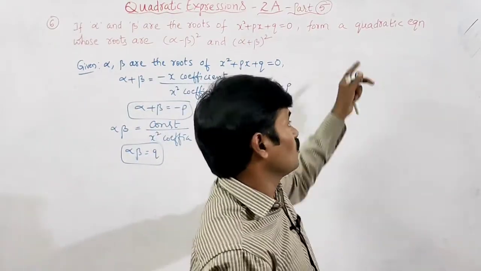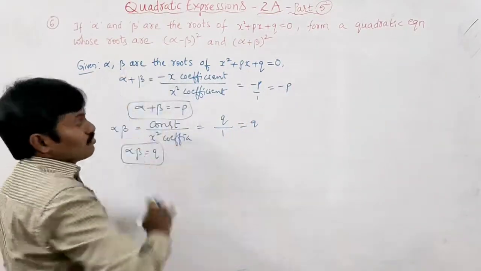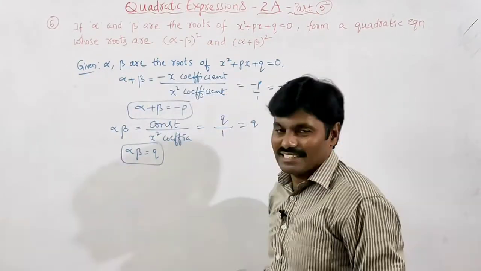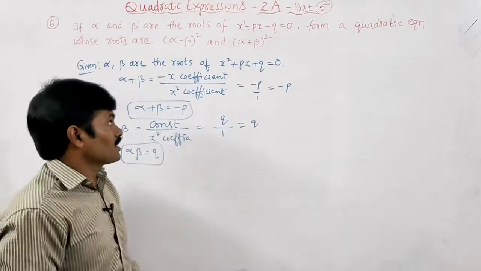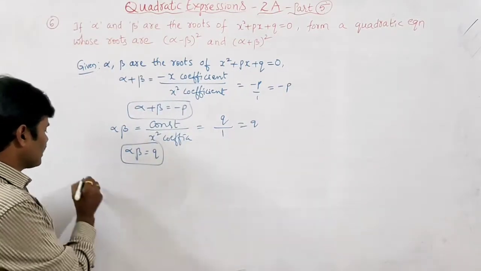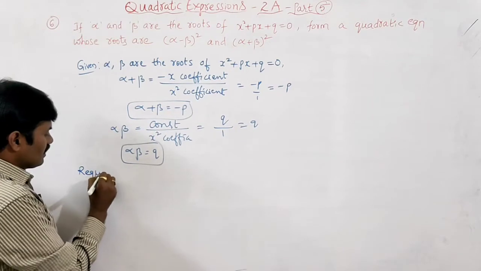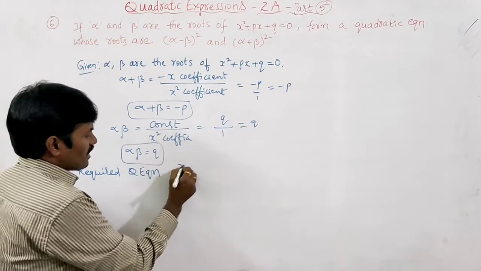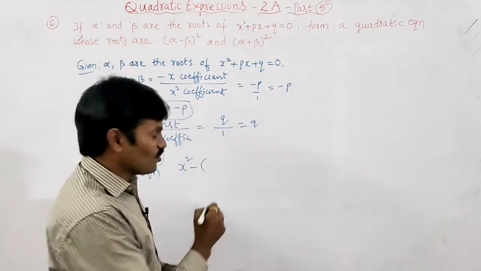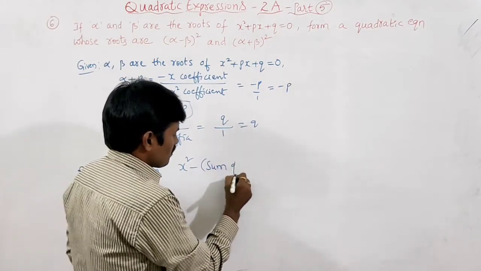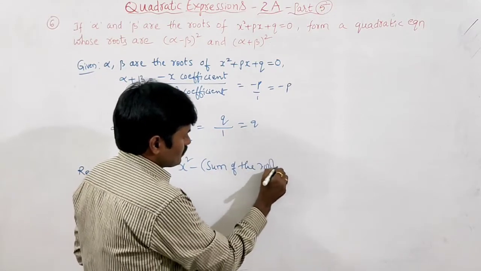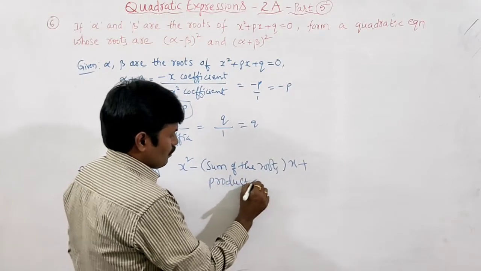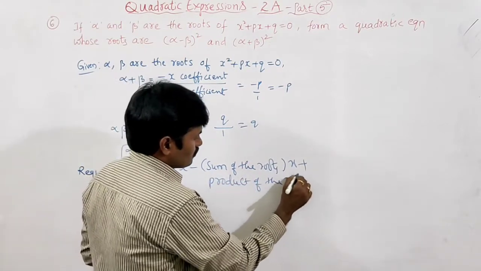But we have to find a new quadratic equation whose roots are alpha minus beta whole square and alpha plus beta whole square, not alpha, beta. What is the required quadratic equation? What is the formula? The required quadratic equation will be in the form of x square minus sum of the roots into x plus product of the roots is equal to 0.